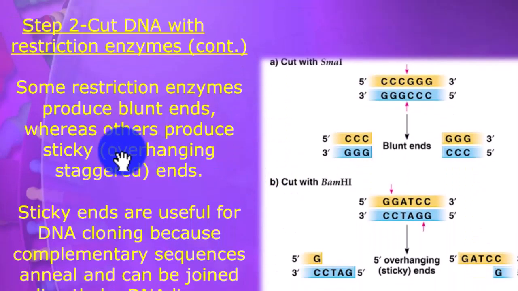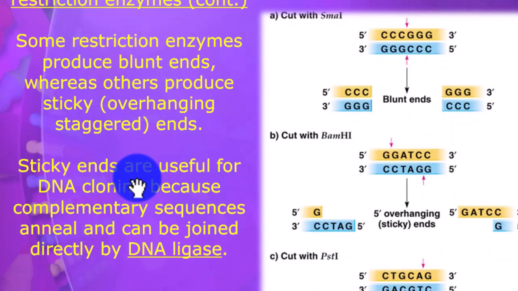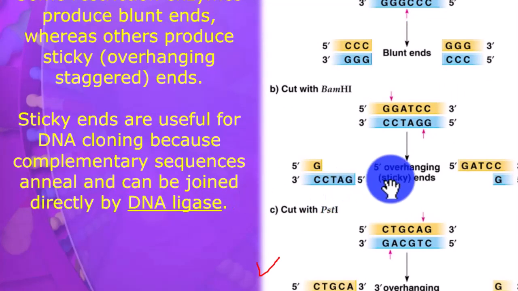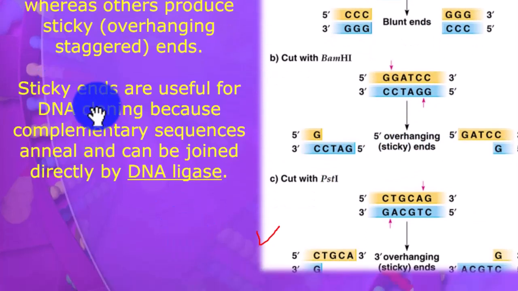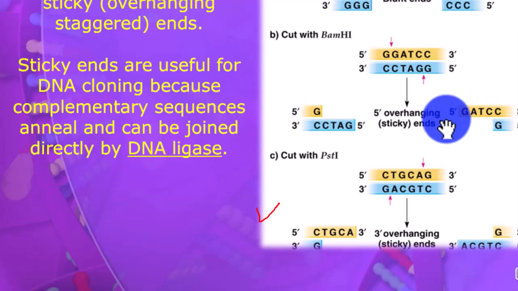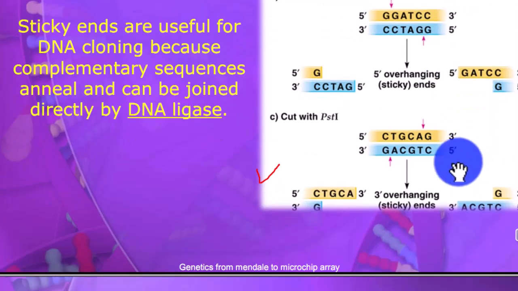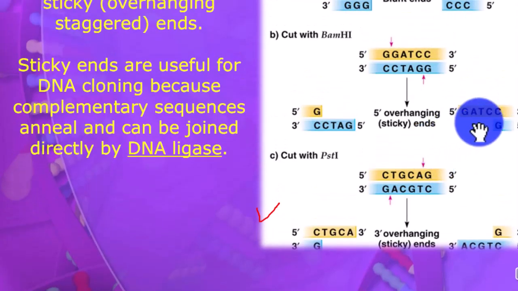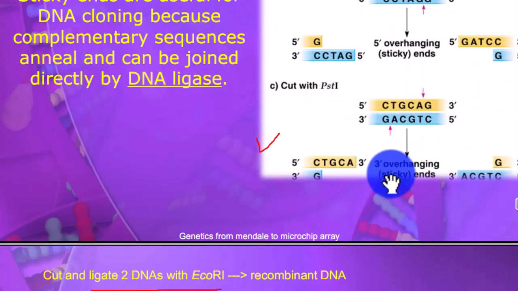Some restriction enzymes produce blunt ends, while others produce sticky, overhanging, staggered ends. Sticky ends are useful for DNA cloning because complementary sequences anneal and can be joined covalently by DNA ligase. Overhanging sticky ends are more important in cloning because we can stick the preferred DNA we need to clone in these places.